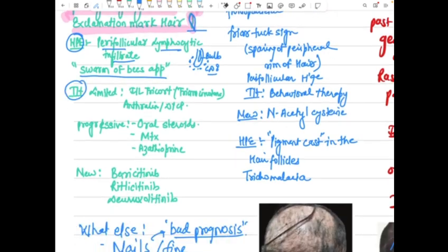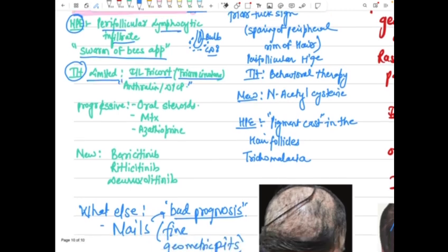Now coming to the treatment, if it is limited, what can we do? We can give intralesional injections of TAC. TAC is the short form of triamcinolone acetonide. You should remember these names: anthralin, DPCP. Nothing more to know about it.